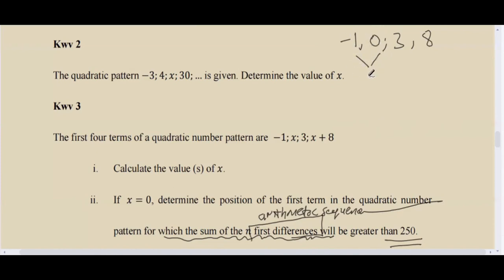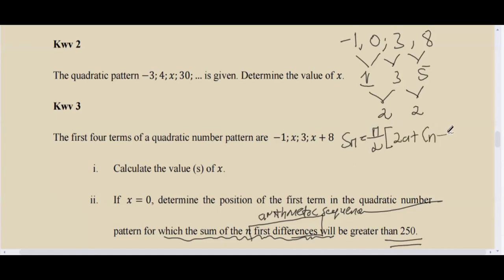So 0 minus that, that's +1, 3 minus 0, that's 3, and then 8 minus 3, that's 5, right? Then we have our consistent difference of 2, right? So in order to find the sum, obviously we need to first get this formula. We need to first write this formula as S_n is equals to n over 2, and then bracket 2a plus n minus 1, and then we have d here, right?